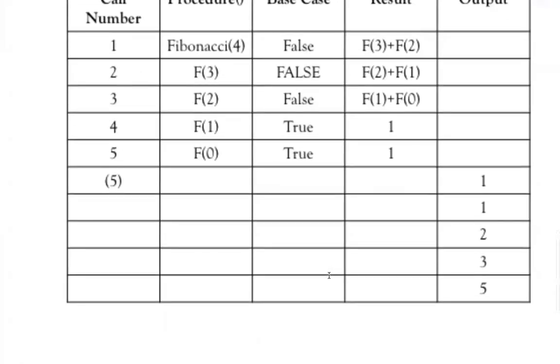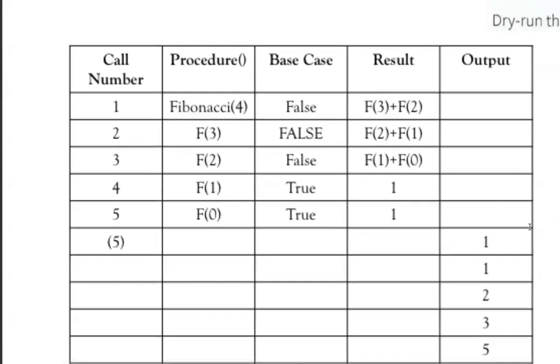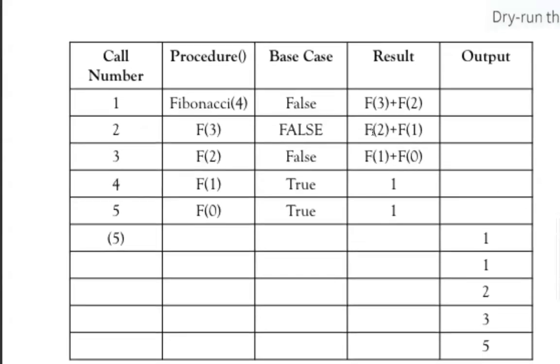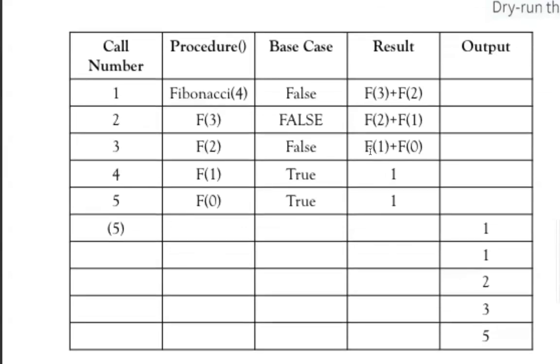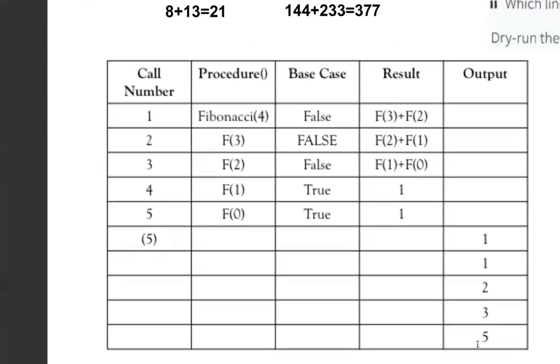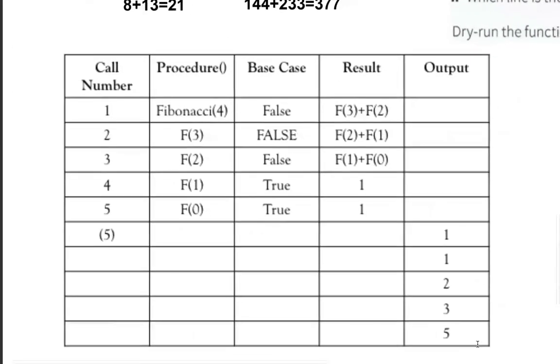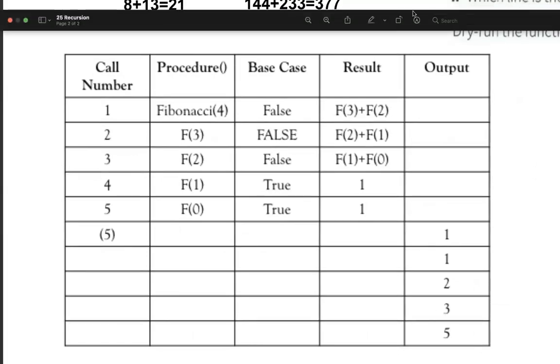As you can see, until I have reached my base case, I will not end up with the final value. Fibonacci 0 and 1 result in 1 and 1. My Fibonacci 2 will result in 1 plus 1, which is 2. My Fibonacci 3 will result in 1 plus 2, which is 3. And finally, my Fibonacci 4 will result in 3 plus 2, which is 5. So this is how my outputs are being unwrapped once I have reached my base case.